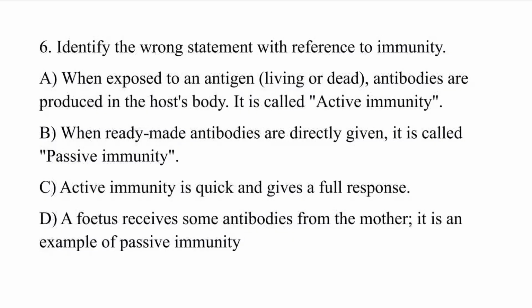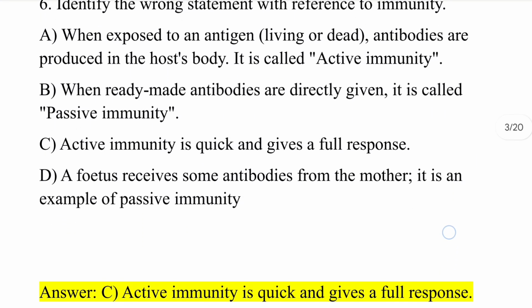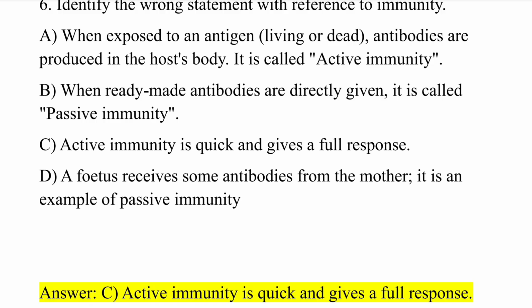Option B: when ready-made antibodies are directly given, it is called passive immunity. Option C: active immunity is quick and gives a full response. Option D: a fetus receives some antibodies from the mother. It is an example of passive immunity. The correct answer is option C: active immunity is quick and gives a full response.